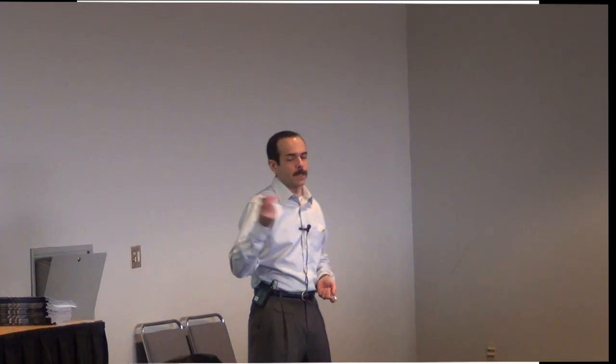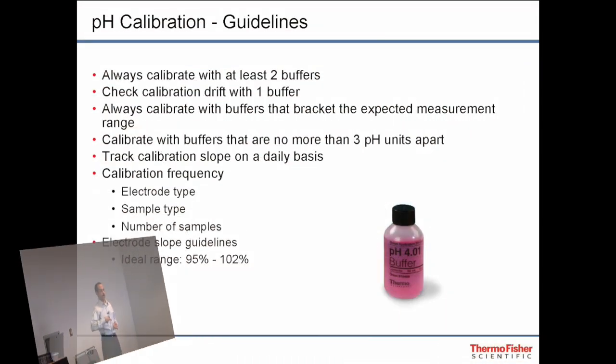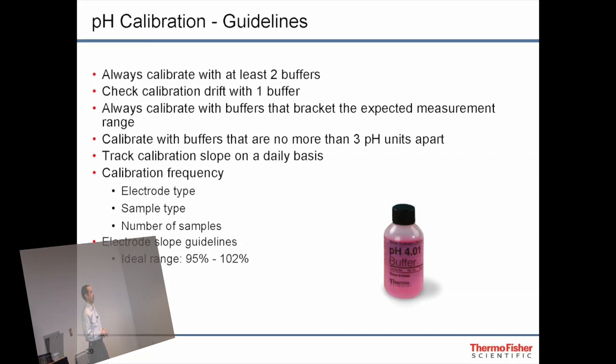So how often do you calibrate? What are some of the guidelines? Some hints. Always calibrate with at least 2 buffers. You don't know what the slope of the line is if you just do a 1-point calibration. So you need 2 points to come up with a slope. So always do at least a 2-point calibration.